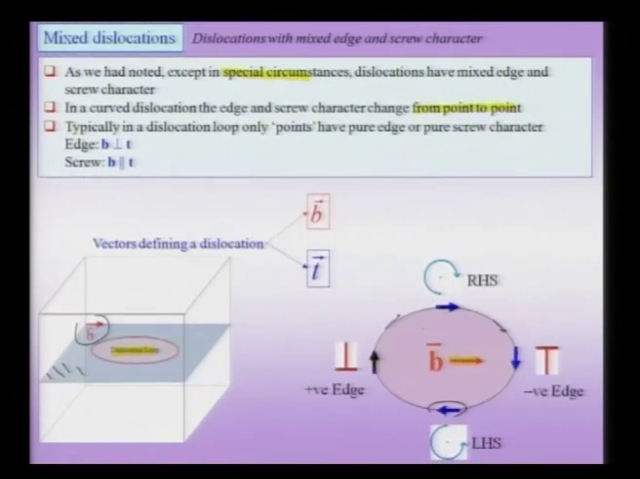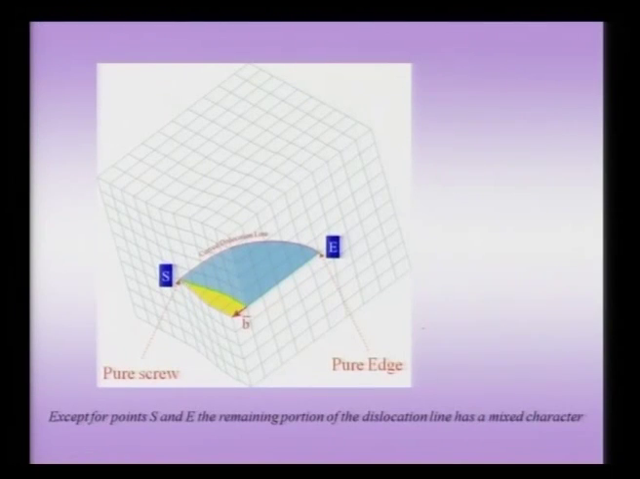A few important questions we can ask: how do we decompose this dislocation into the edge and screw character, and how do I visualize and understand it at each point here? Your question. Sir, what do you mean by positive and negative edge and screw dislocation? Very good question. We will just come to that in a moment. There are some slides regarding that also.